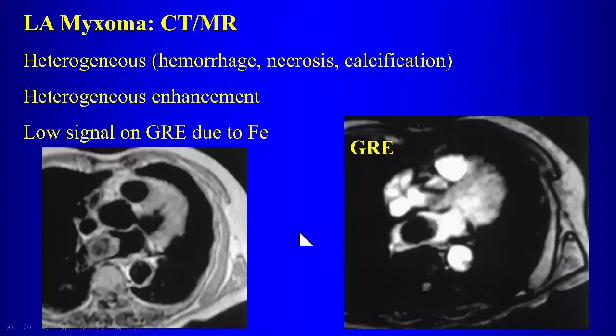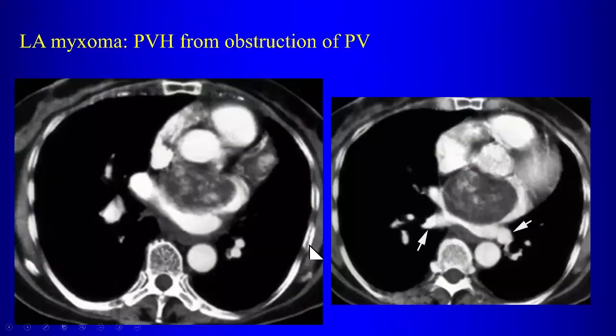And then it can have various types of signal on MR depending on how much blood there is within the tumor. You can have heterogeneous enhancement. Sometimes it might even be dark on gradient echo imaging. It just depends on how much blood there is within that tumor. Okay? And then here you have a big left atrium, and you can see how when the tumor gets big enough, it might also obstruct pulmonary venous return in addition to obstructing the flow through the mitral valve.